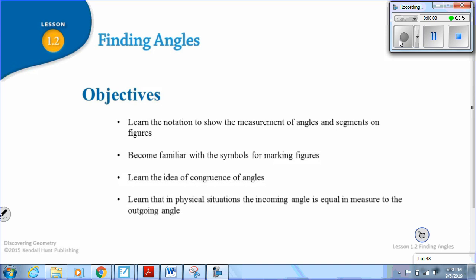Finding angles, section 1.2. Please make sure to label your notes with the lesson number 1.2 or the title, which should be finding angles, and then today's date. So label every set of notes in that way. Get in that habit.